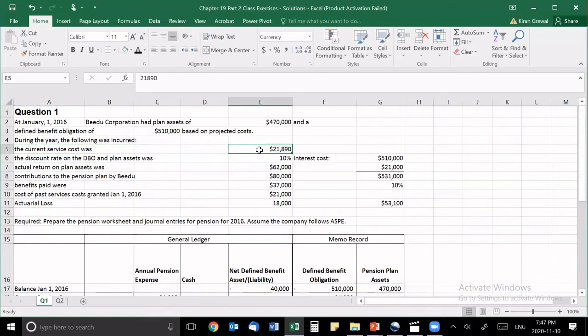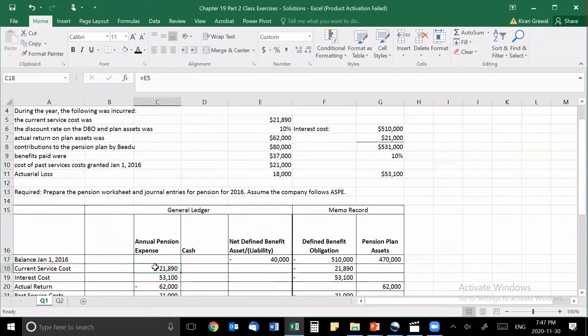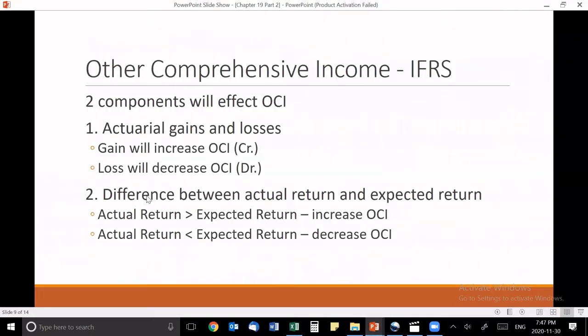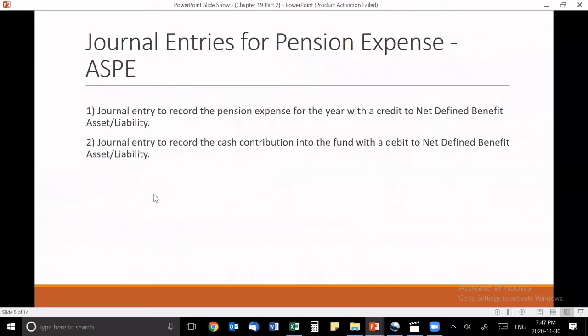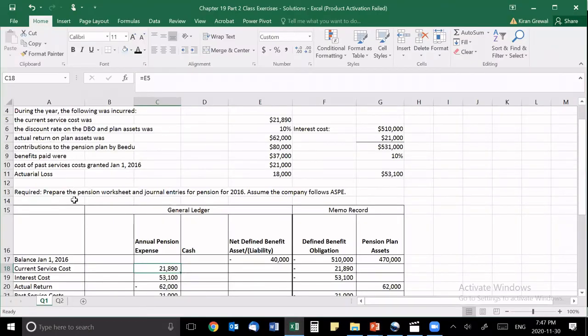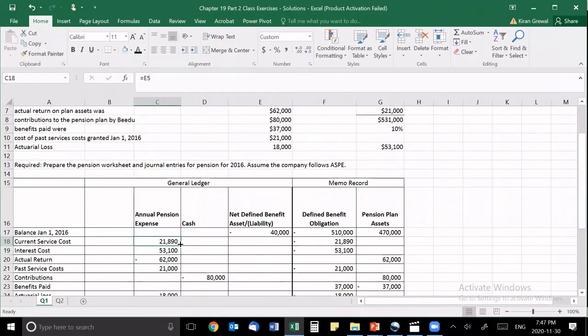So current service cost was 21,890. So what we're going to do is debit our annual pension expense, 21,890, because as we will look at our little cheat sheet, where are we? Right there. Our pension expense for ASPE, we're going to include or add our current service cost. So that's going to increase our expense, right? When you increase an expense, you debit the expense. So we're debiting our current service cost into pension expense.